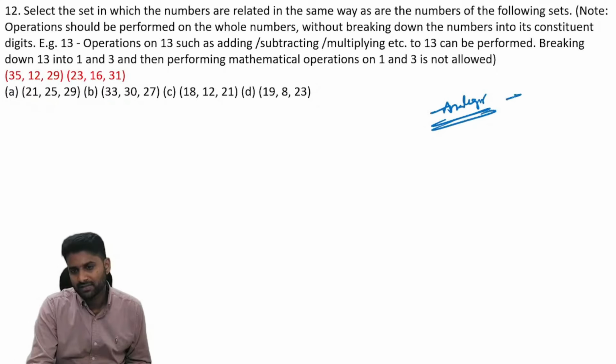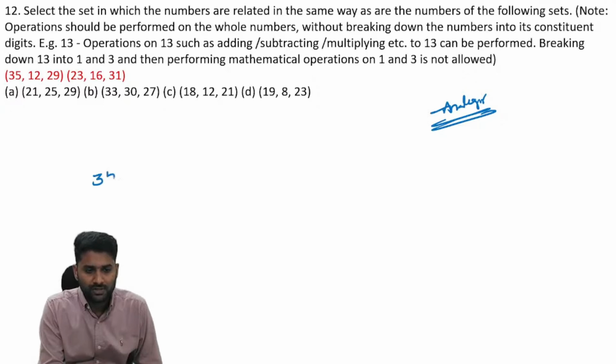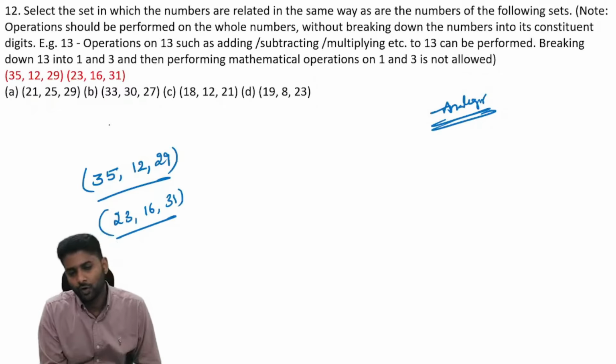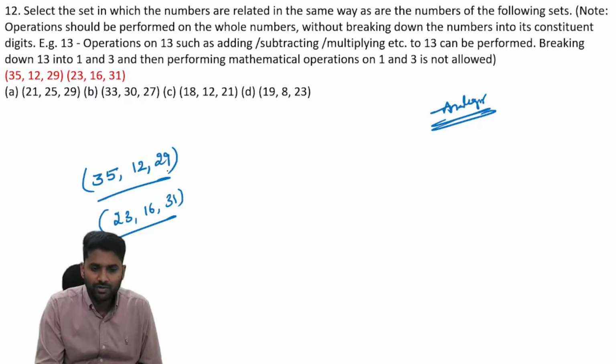So identify the similarity, apply the same similarity on this question. See, just what is the relation among these three numbers? 35, 12, 29. And 23, 16, 31 follows the same rule, and one of the options also follows the same condition. See, it's all about the difference between first number and last number.